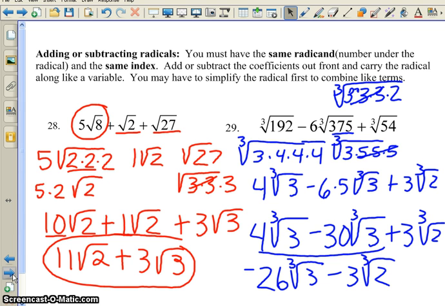So we've done multiplying, we have done dividing and adding and subtracting of radicals, along with looking at all the properties with no variables first.